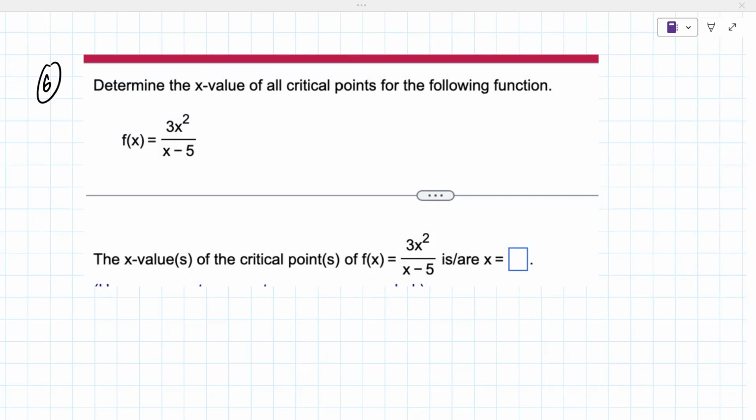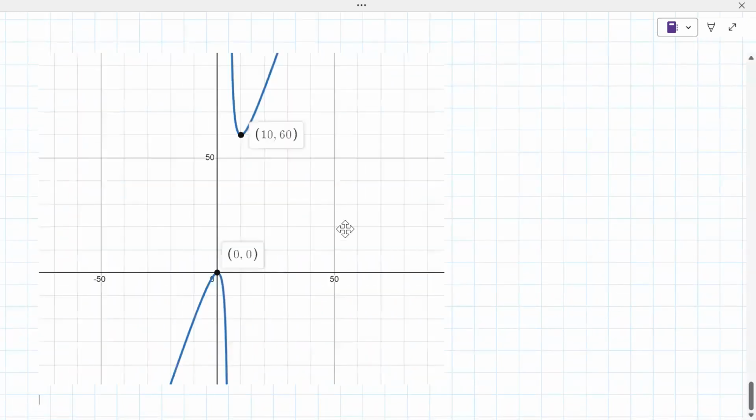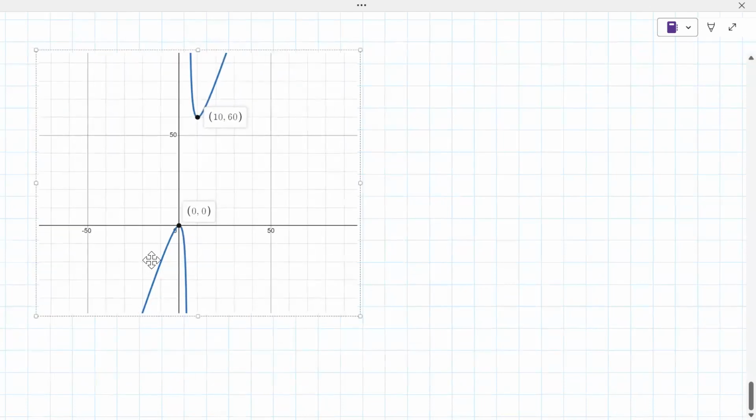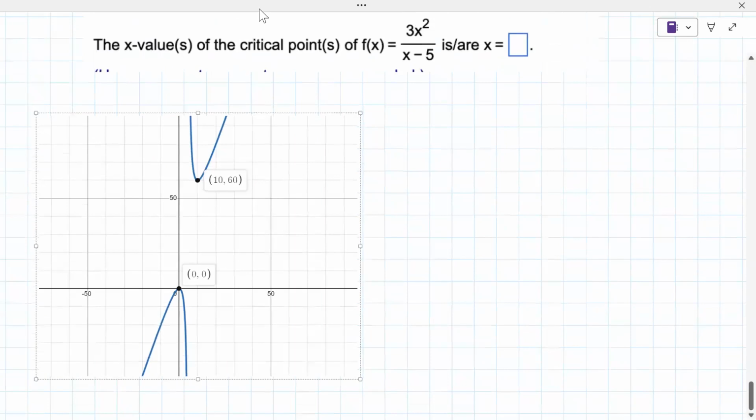There's no restrictions. You have to graph the whole thing. And I think they choose a problem like this because it's easy to not see part of the graph, especially if you don't zoom out. So you might think, oh, it's just got a max, or oh, it's just got a min, if you don't graph the whole thing.